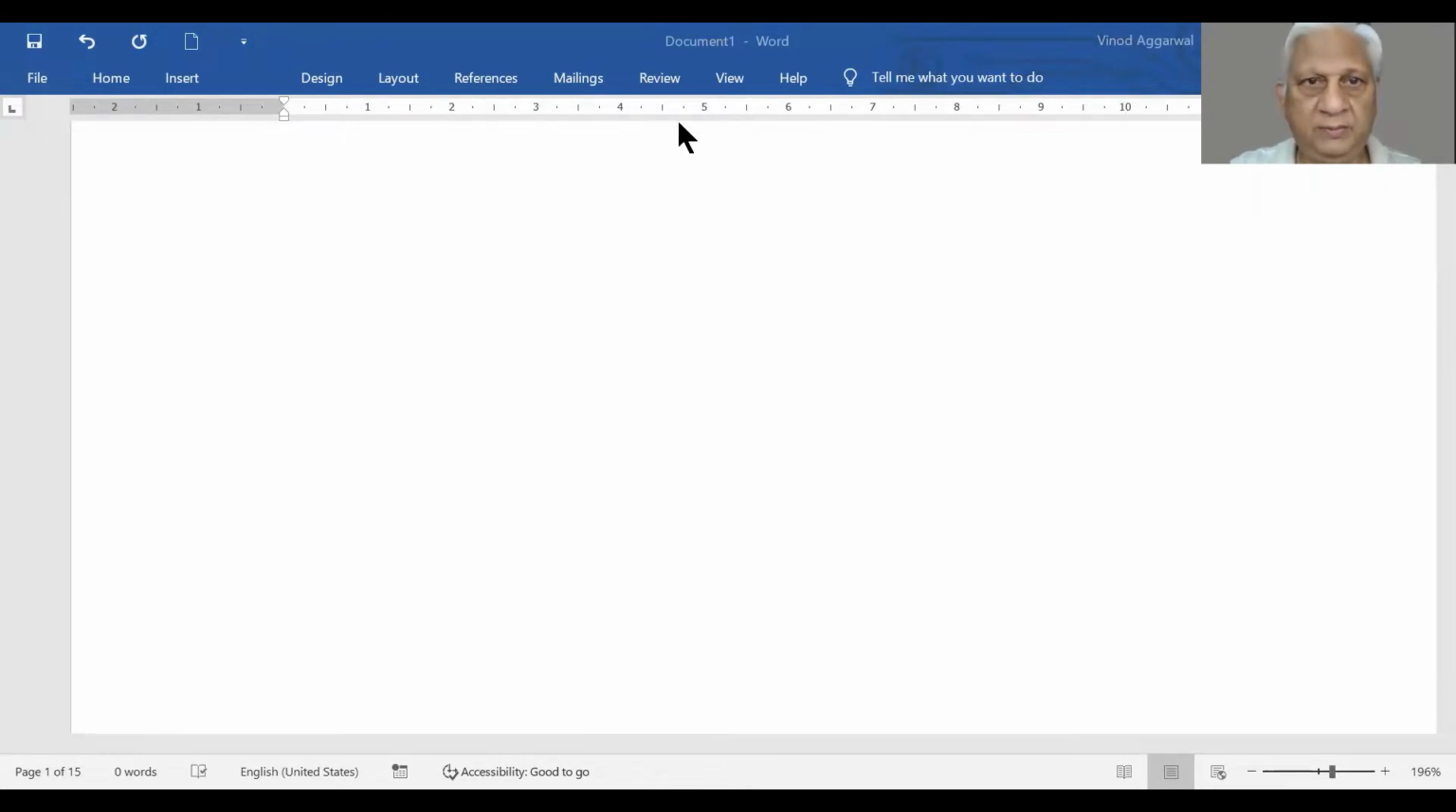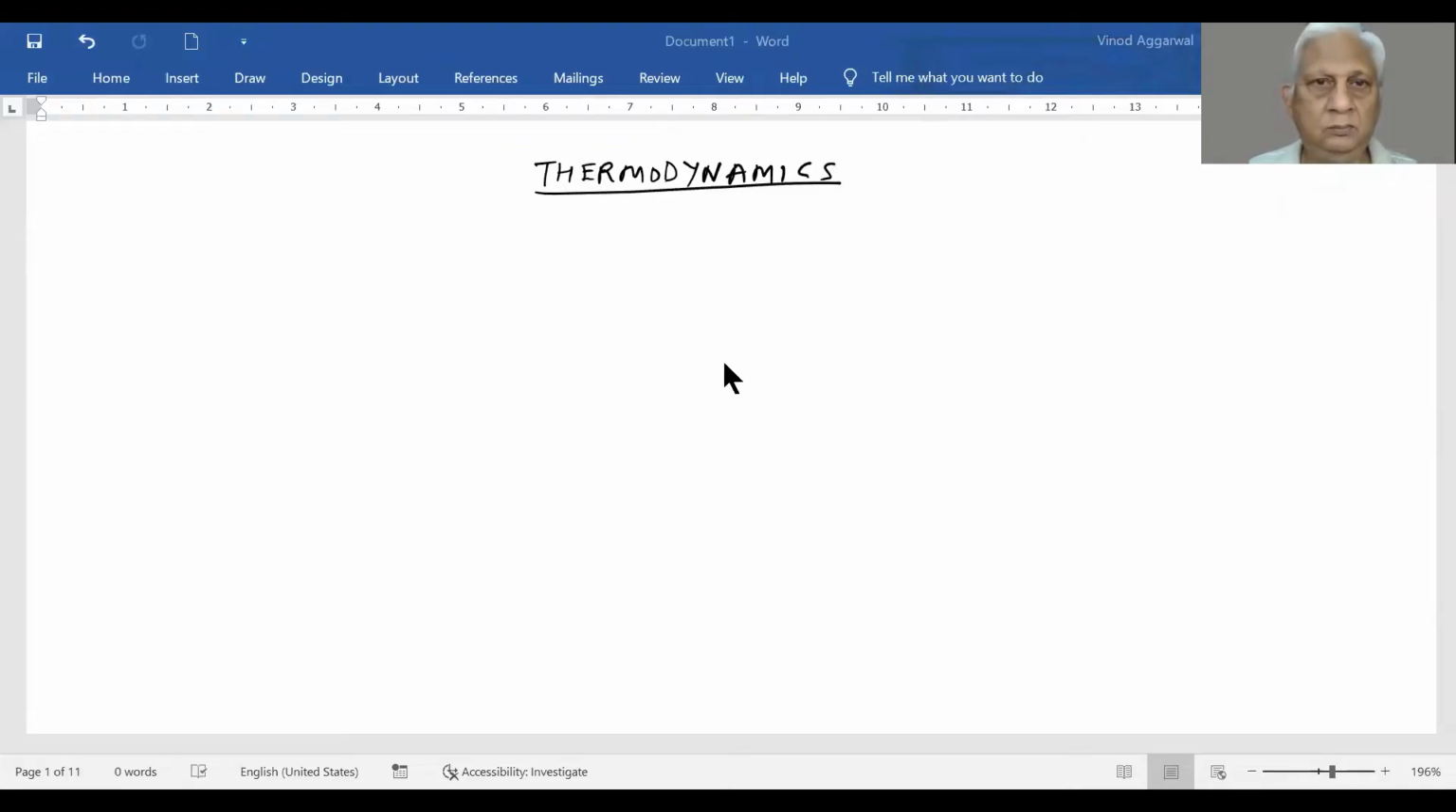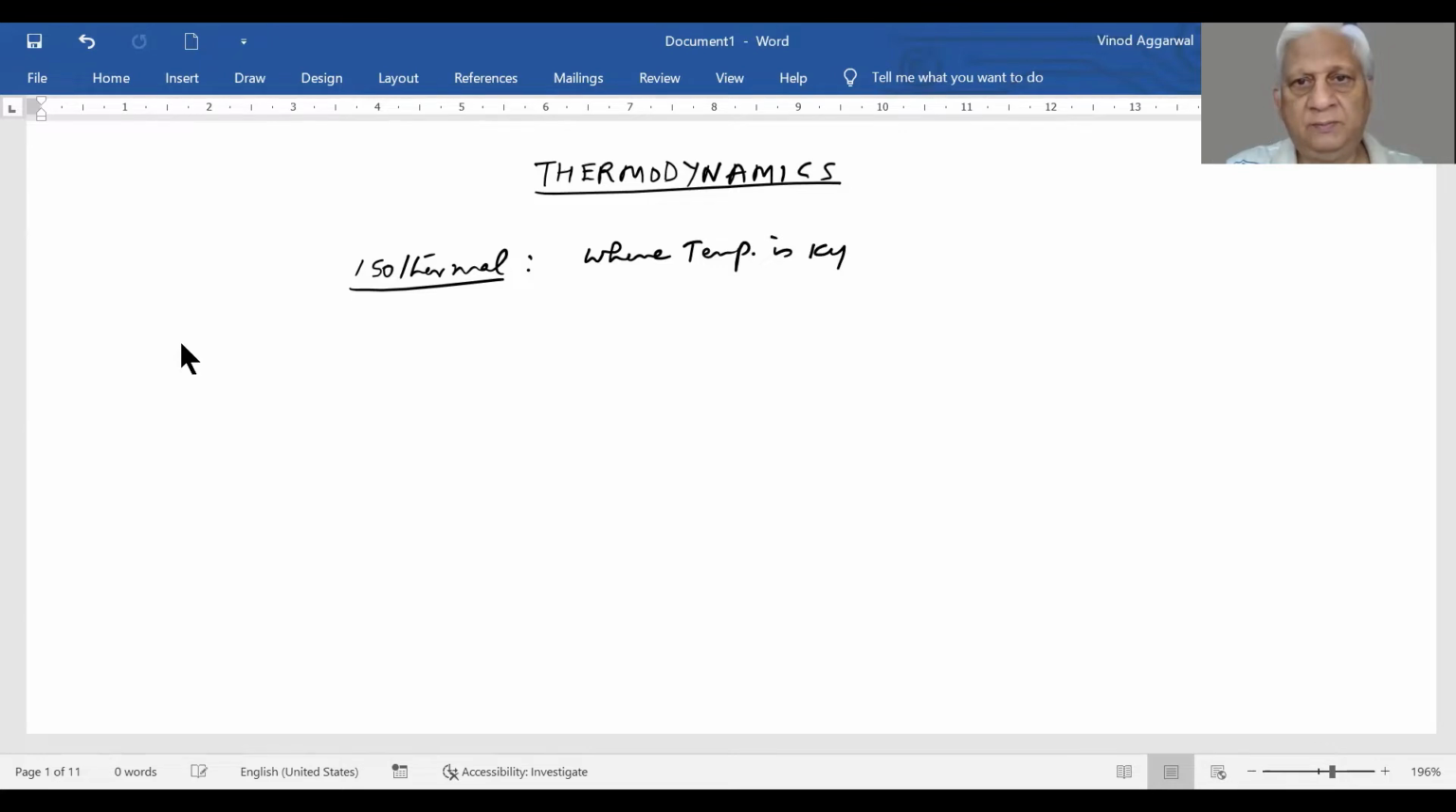Today's topic is thermodynamics. And before we go into the details, let's see some terminologies. What is an isothermal process? This is a process where temperature is kept constant.